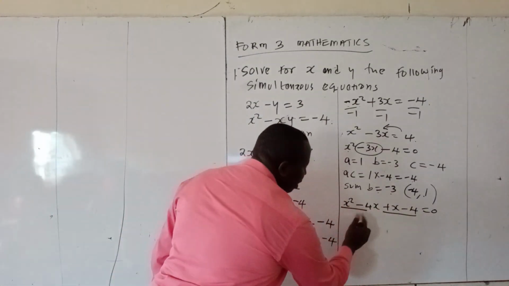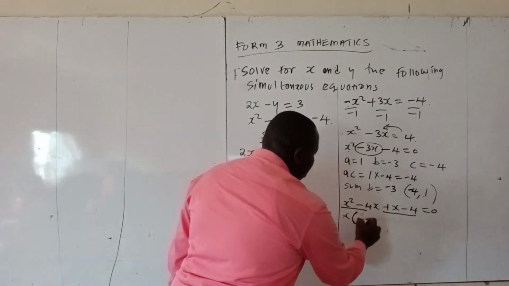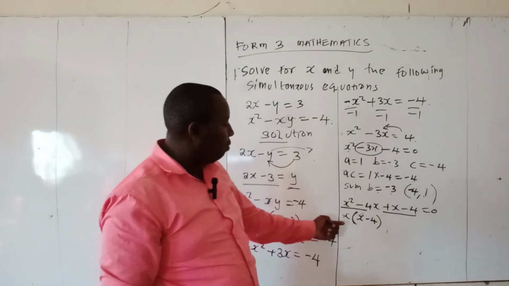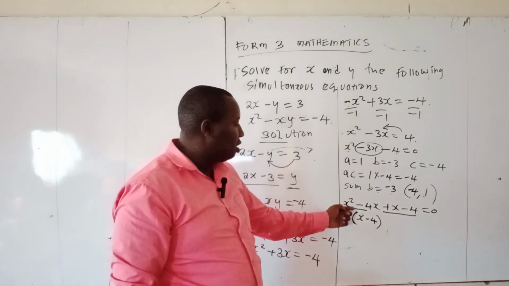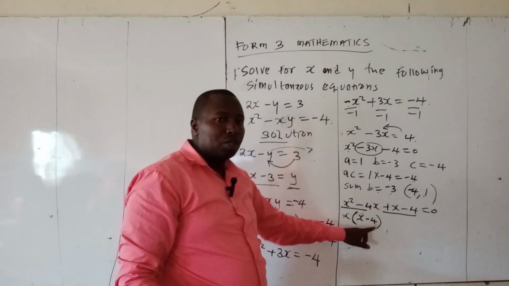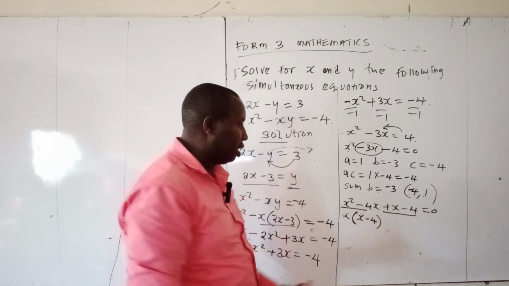Factorize the first two. X is common. Then you say x, bracket x minus 4. So when you're factorizing, it's like you're dividing with the number outside the bracket. These values, x squared by x, you get x. 4x divided by x, you get 4. So that is how you factorize that. So you put x is common outside the bracket.